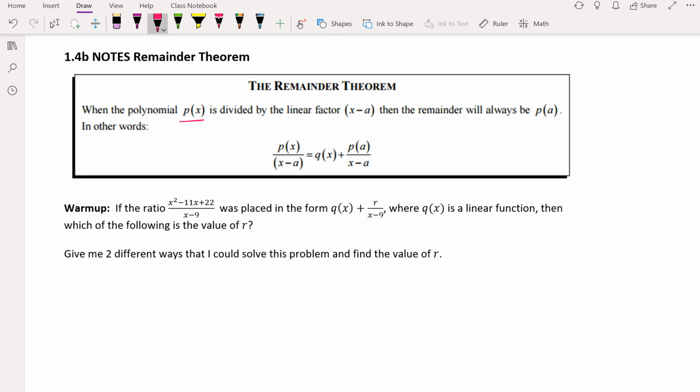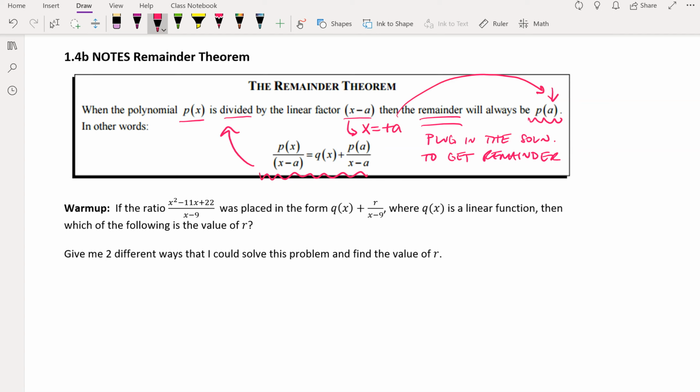When a polynomial p of x is divided by the linear factor x minus a, then the remainder will always be p of a. So plug in the solution to get the remainder. And it's written in the same form down here. This is actually saying what this just said. Okay, so the solution is a, x equals a, because it comes from this factor. X equals positive a, flip the sign, and that's why we plug in positive a into p. P of x was being divided.